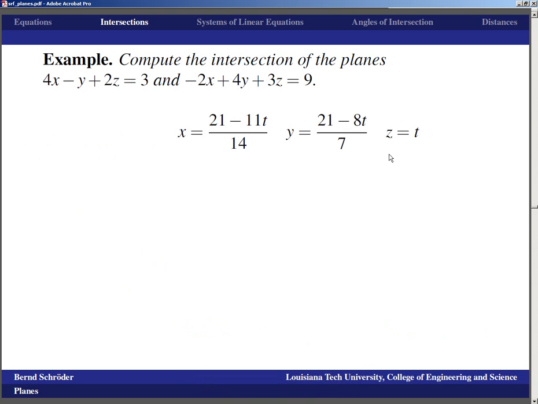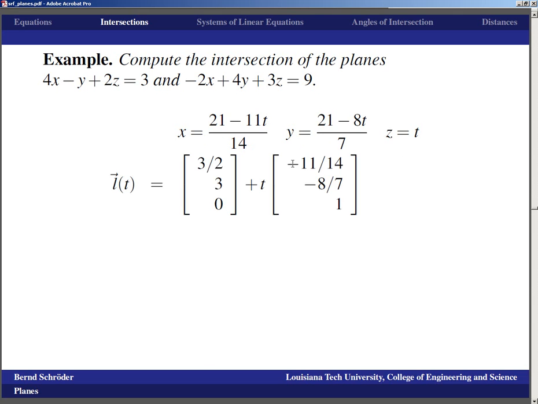I can pull that over to the next slide. These are now the parametric equations of a line, which I can turn into the vector equation of a line. For x, 21 over 14 is the constant part, which is 3/2, plus t times negative 11 over 14. For y, 21 over 7 gives me 3, plus t times negative 8 over 7. And z is 0 plus t times 1. This is the vector equation of the line of intersection.